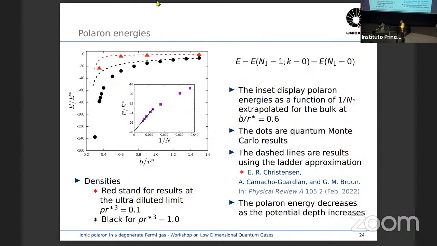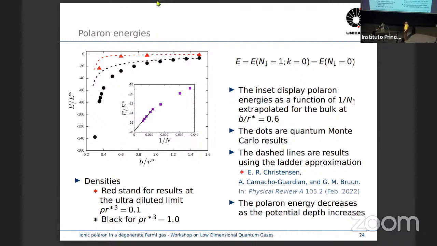Okay, let's go to the results. First, I want to call attention to this inset. What is this inset telling us? We have here 1/n, where n is the number of particles in the bath. We want to have this value for a bath in the bulk. So we extrapolate these energies of the polaron as a function of 1/n to 0. Each one of these points, the triangles, was obtained in this way, doing this kind of extrapolation.